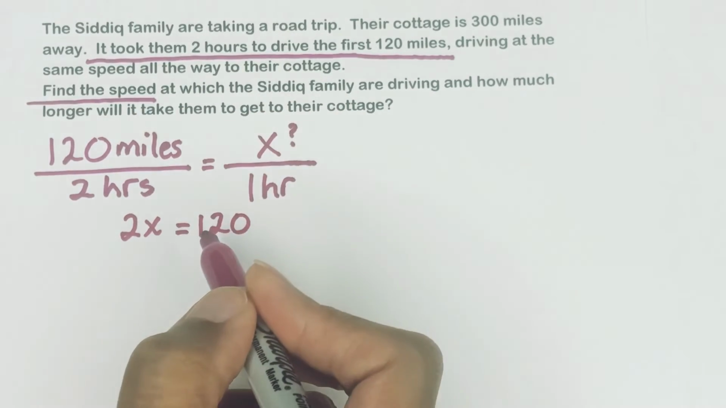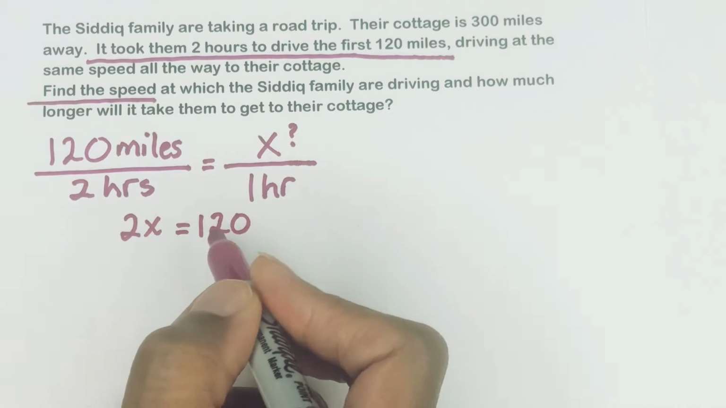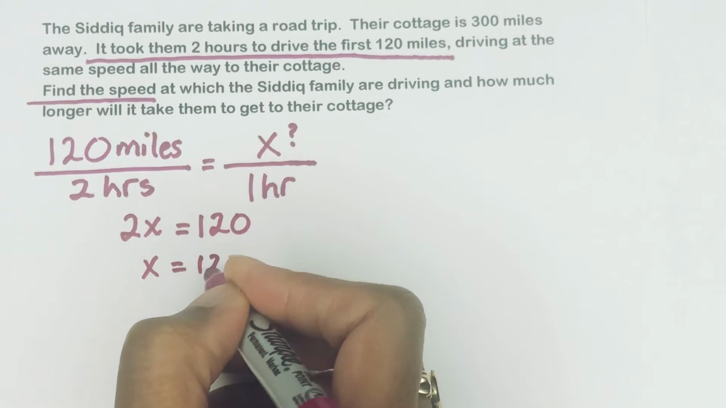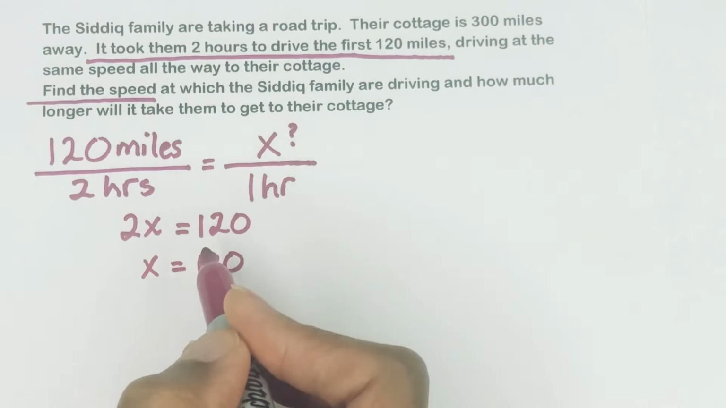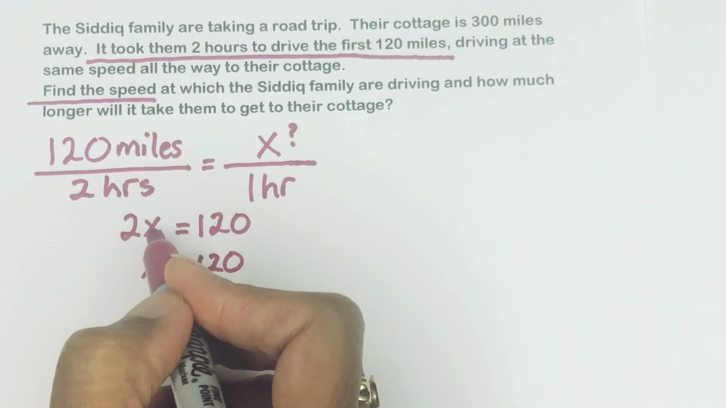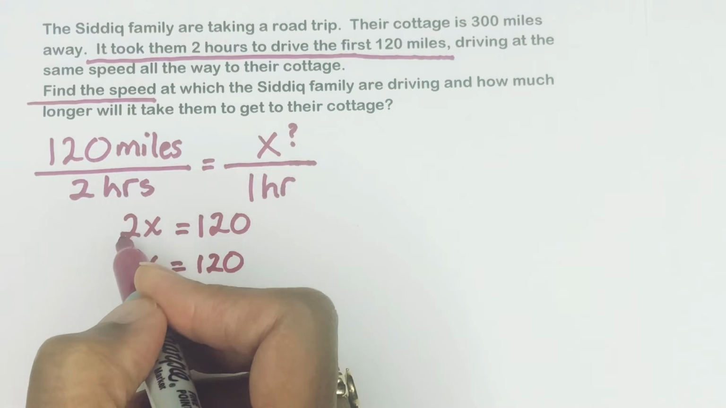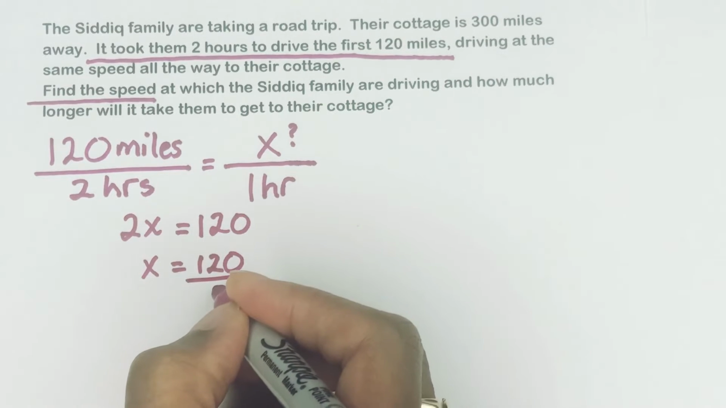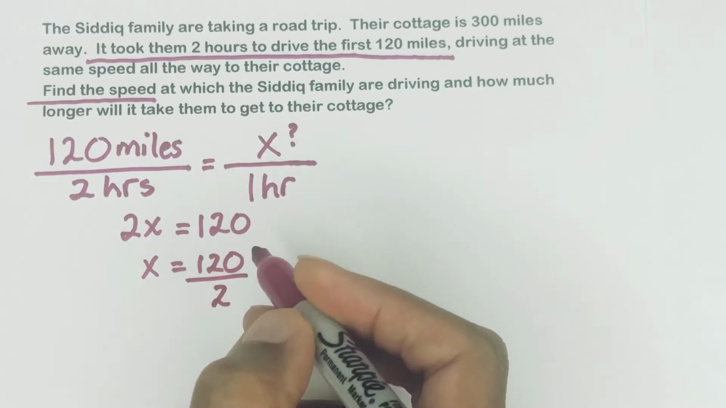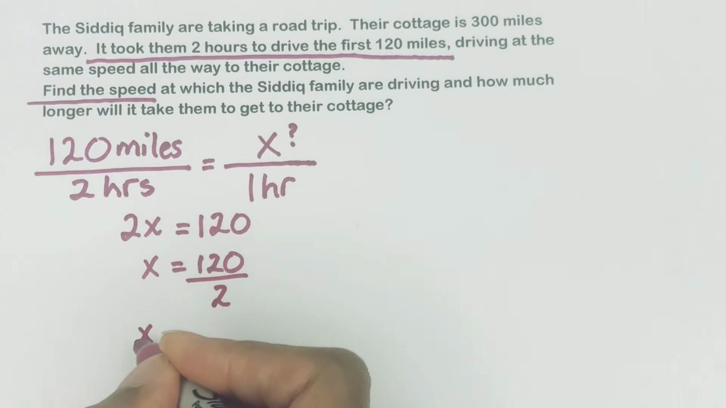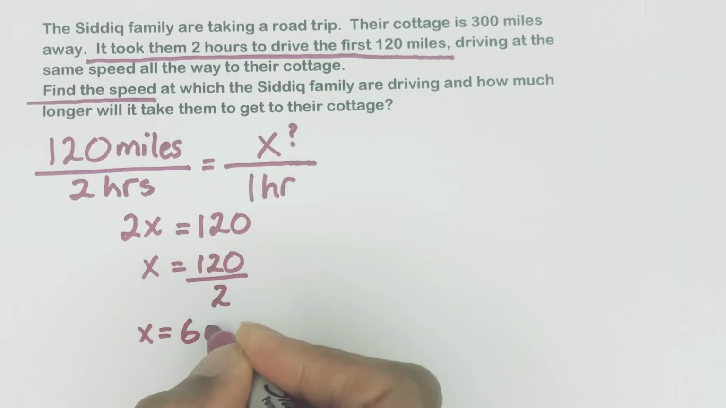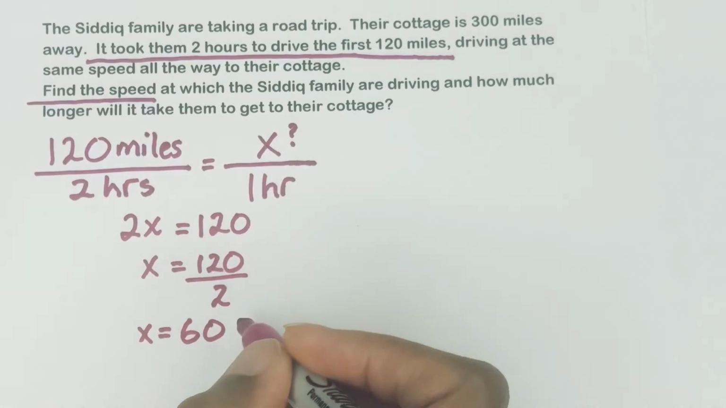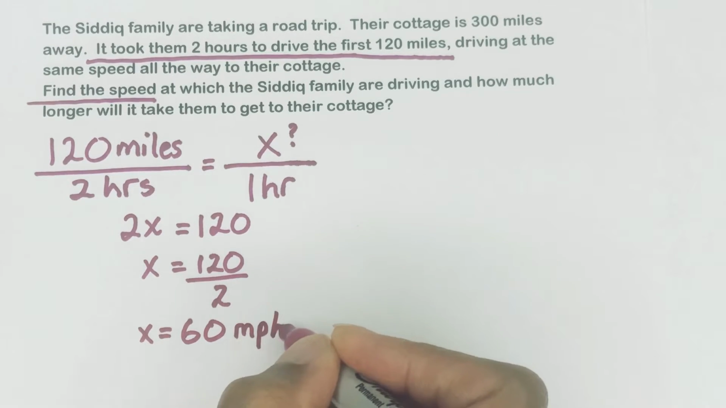Now, the traditional way, we knew we were going to have to do a division. This is what it boils down to: 120 divided by 2. We're dividing because 2 times x, if you have nothing in between, the opposite of multiply is divide. That's why the 2 goes under through division. And 2 goes into 120 60 times. So now we know that the speed they were driving was 60 miles per hour.